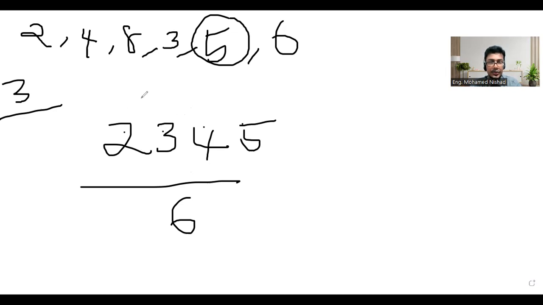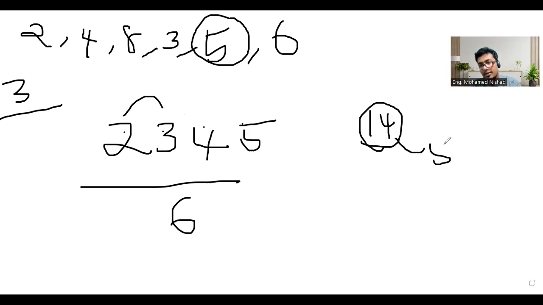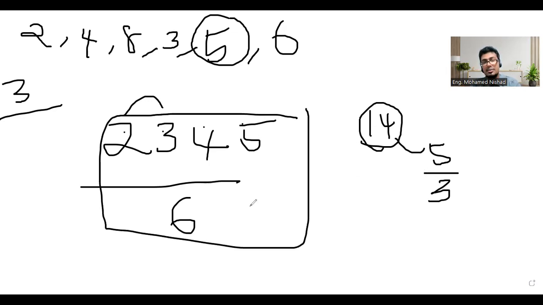It will be 2 plus 3, 5, plus 4, 9, plus 5, 14. 14, we can add these two digits together. That will be 5. We know that 5 is not divisible by 3. We have to check here 3. It's not divisible. Therefore, the entire number will not be divisible by 6.